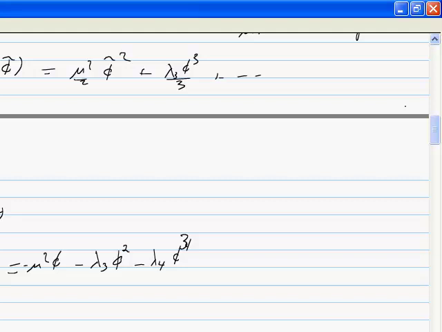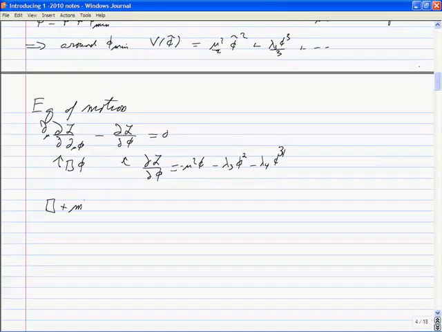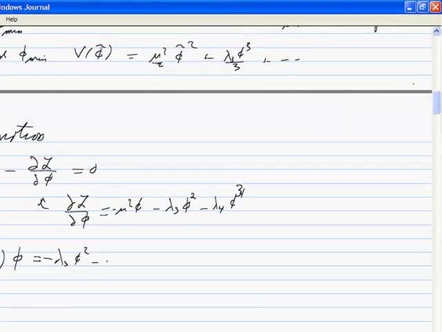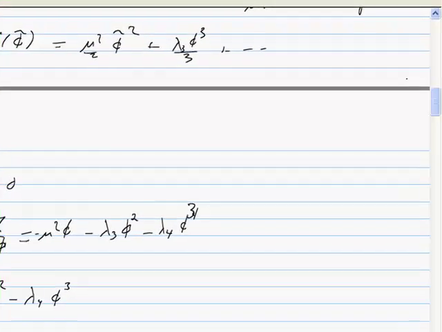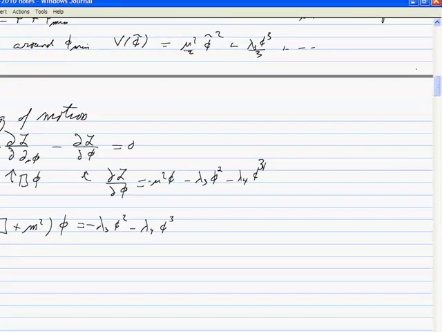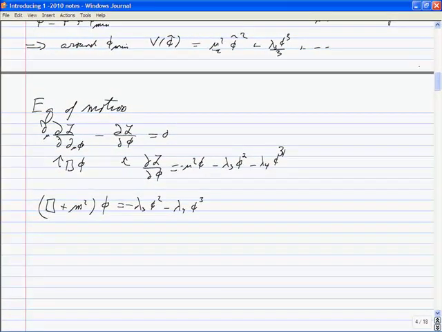So the equations of motion we end up with are box plus m squared phi equals, on the other side, minus lambda 3 phi squared minus lambda 4 phi cubed. Yes? That m, was that a mu above? Yes, that m is what was a mu above. I'm getting ahead of myself. Mu will turn out to be the mass.